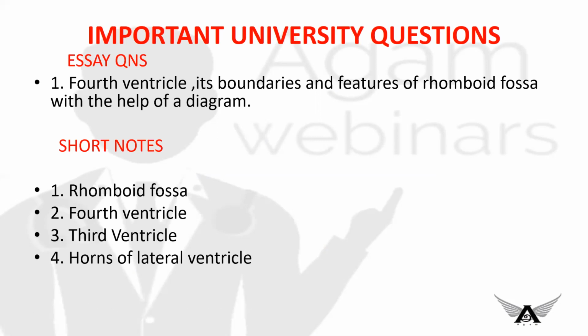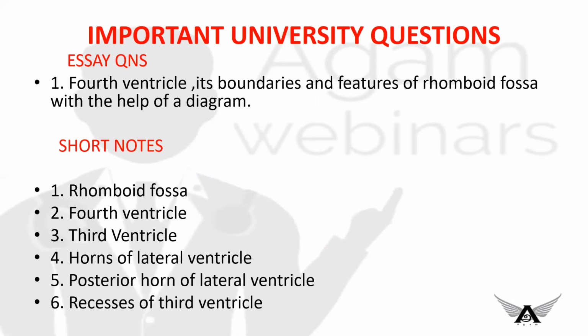Now, short notes. Rhomboid fossa is again the same question. If the fourth ventricle is asked, you want to write also the rhomboid fossa. Then the third ventricle, horns of lateral ventricle. We have discussed that. Posterior horn of lateral ventricle, and the recesses of the third ventricle. You have 5 recesses. This is a horn for lateral ventricle. You have the posterior horn, inferior horn, anterior horn, and the body or the main part.